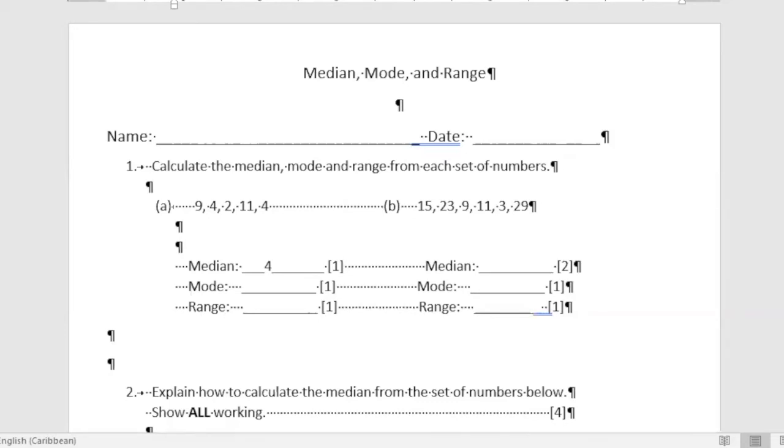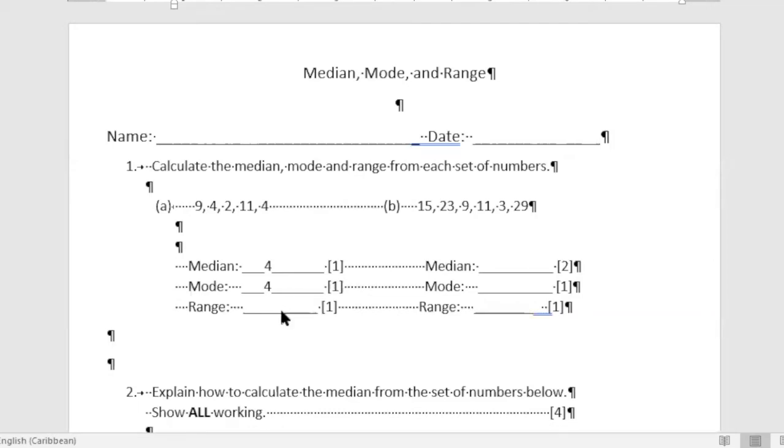What is the mode of A? Good job. The mode is 4 as well. And what is the range? Calculate the range of question A. Yes, 9 is the range. Good job to all those who said 9 is the range.